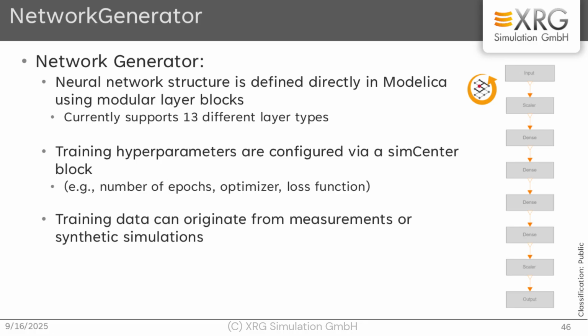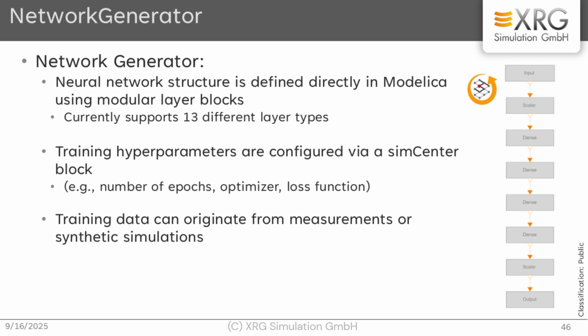So this is on the right side how our network generator looks in Modelica. We always have this block on the left. This is the sim center of the network generator. Inside of this, we define our hyperparameters for the training. So everything that's important: how many training epochs we want to have, what optimizer we want to use, what kind of loss function we want to apply, and stuff like this. There's also some explanation in the documentation. I will show you quickly, or this slide probably in Dymola, how it looks.